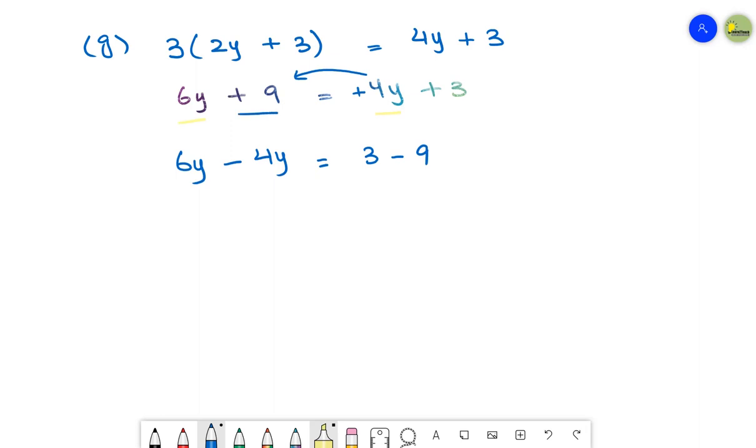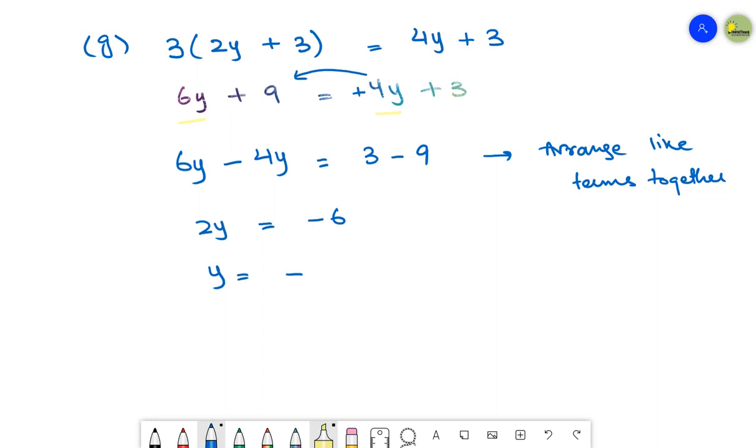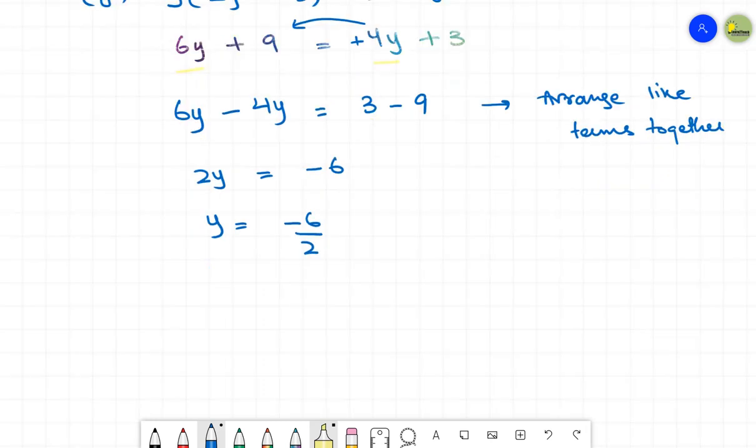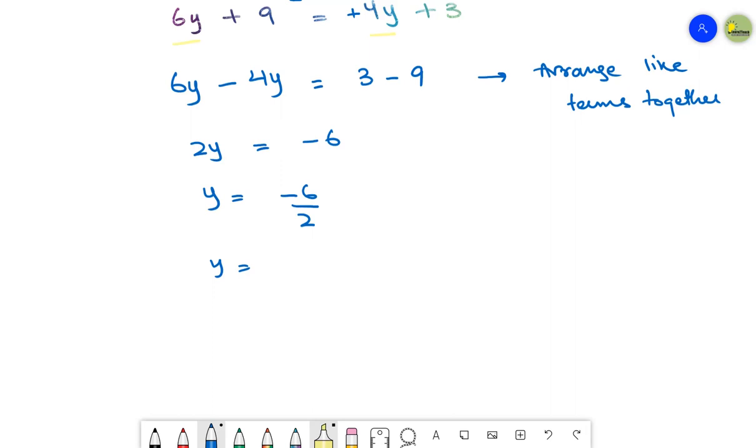You need to arrange the like terms. In this step, you are arranging the like terms together. We have already done question number 3 like this. Arrange like terms together. Now, 6y minus 4y gives you 2y equals 3 minus 9, which is minus 6. Now y equals minus 6 divided by 2. So 2 ones are 2, 2 threes are 6. It will be minus 3. This is the answer of part G.